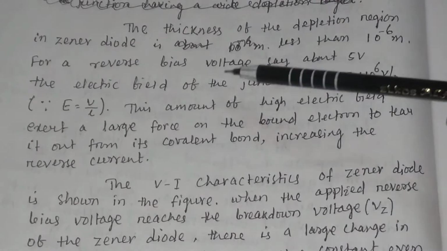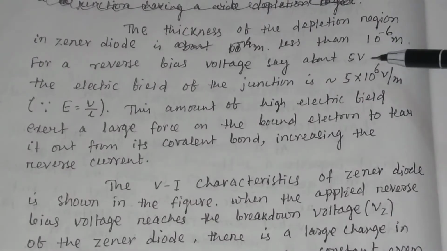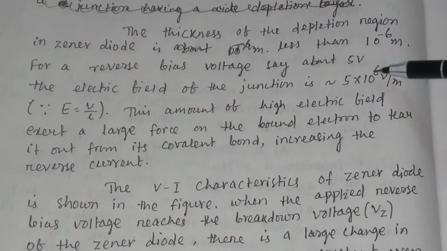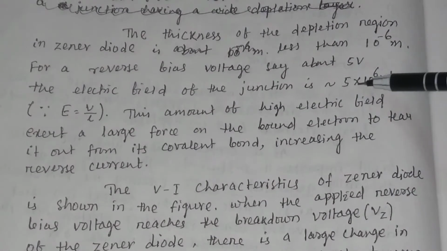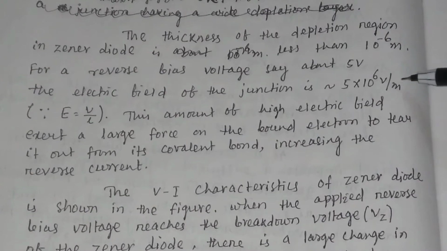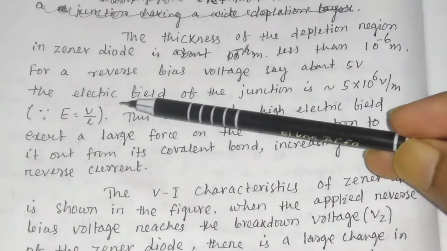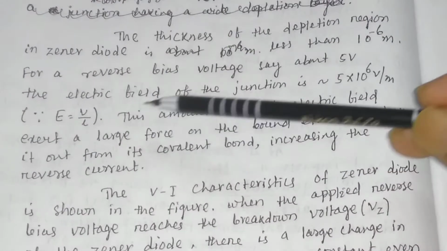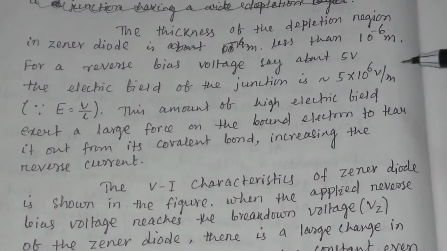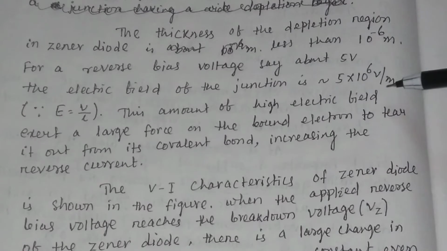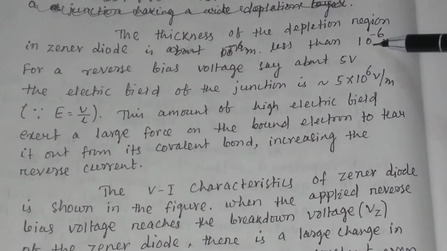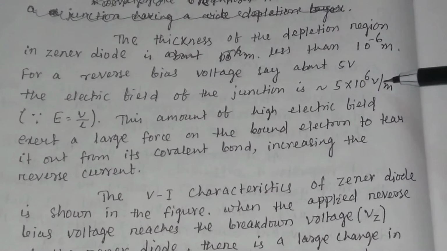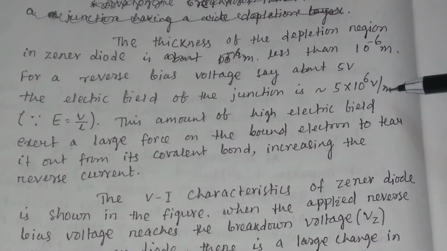meter. For a reverse bias voltage, say about 5 volt, the electric field at the junction will be nearly 5 into 10 to the power 6 volt per meter, because we know electric field is equal to potential divided by the thickness or length. So if we divide this potential by the length, which is equal to 10 to the power minus 6 meter, then it will be equal to 5 into 10 to the power 6 volt per meter.